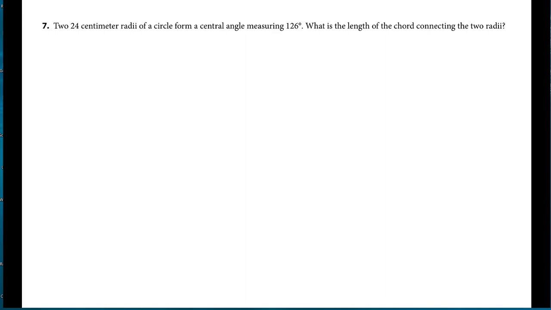All right, the last problems we'll do are just two word problems that you come across in this section. Okay, so it says 24-centimeter radius of circle. So let's look. Here's a circle.